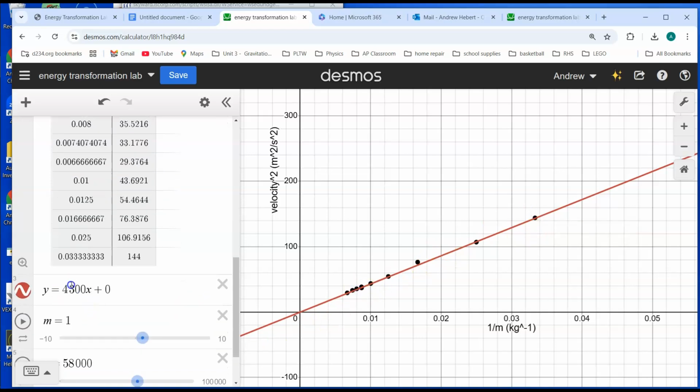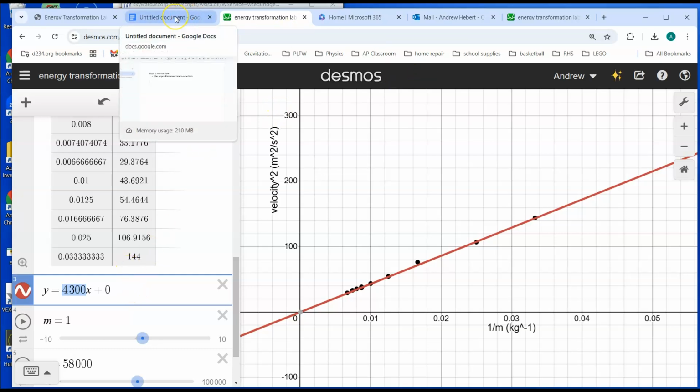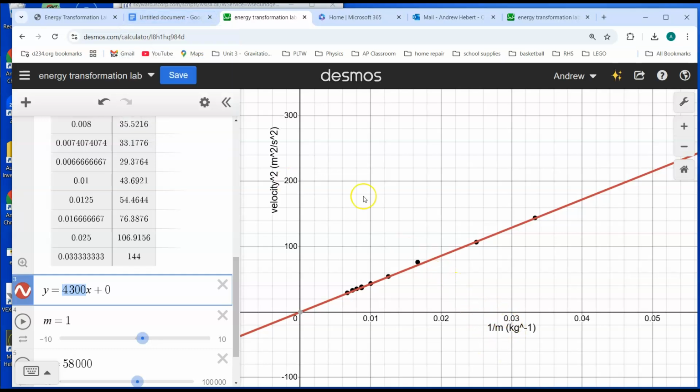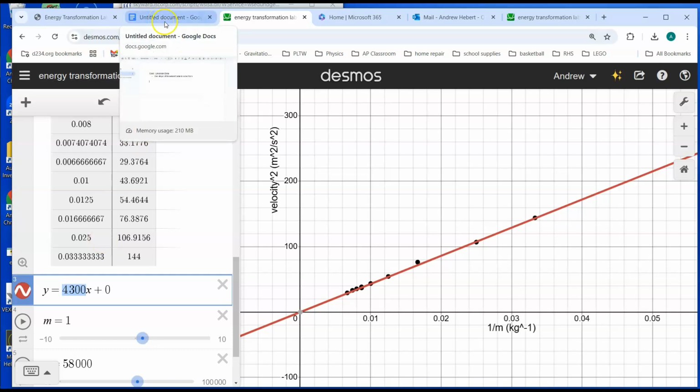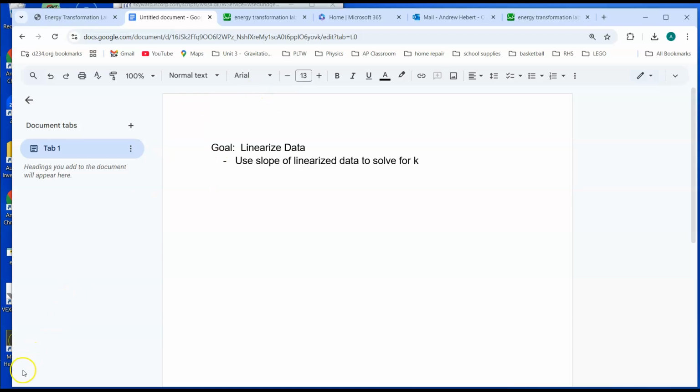And I played around with my slope value until I got a slope of 4,300. So what the heck is 4,300? Well, when we were doing our calculation, it was kx squared times 1/m. Right? Notice I have 1/m graphed here and v squared graphed here. So I can set 4,300 equal to kx squared, and I should be able to calculate k. Let's see if it works.